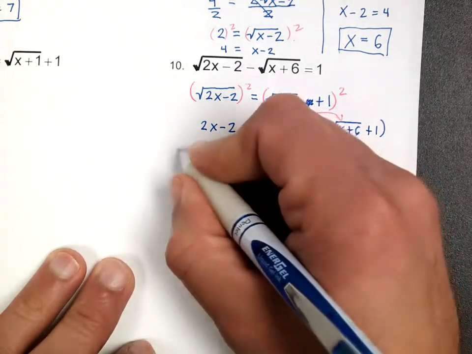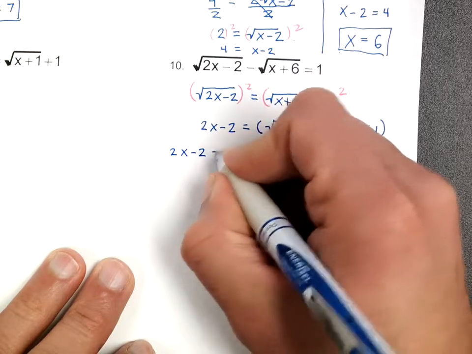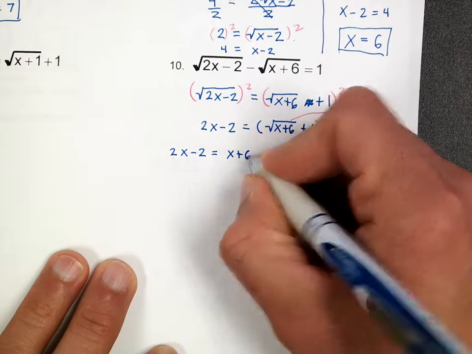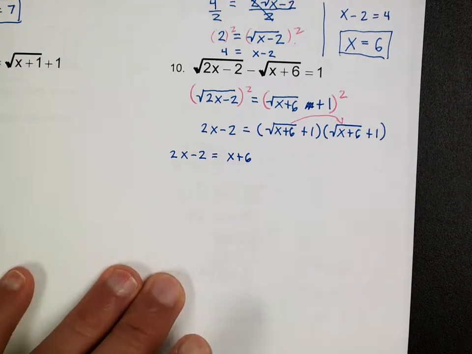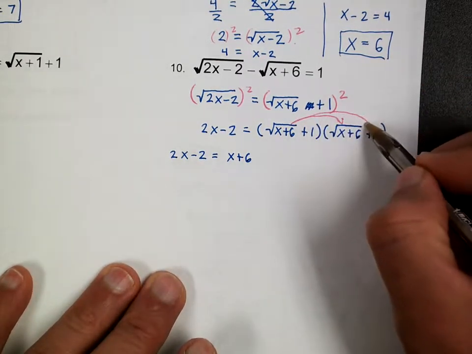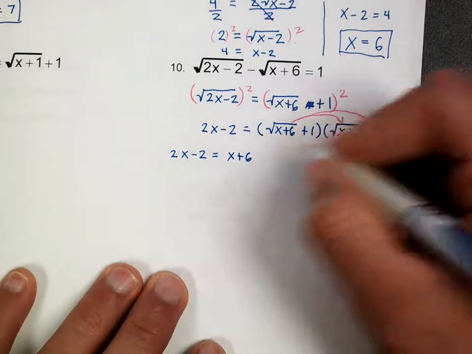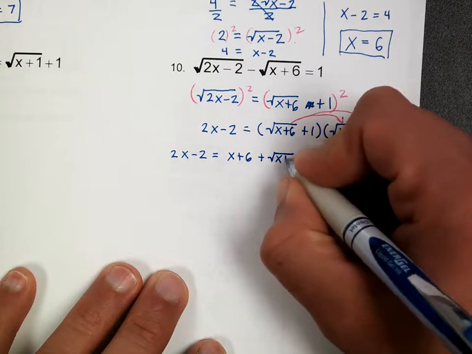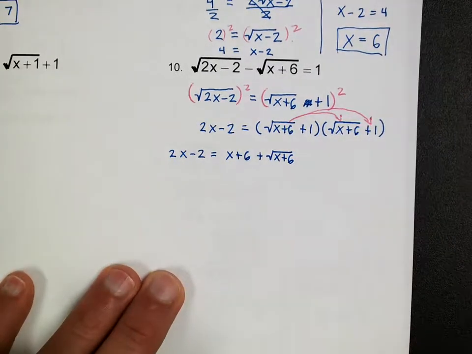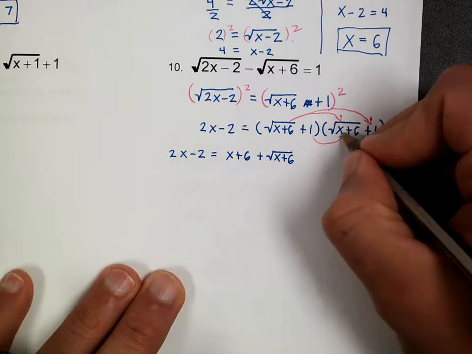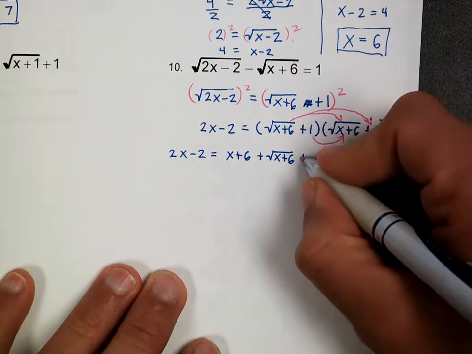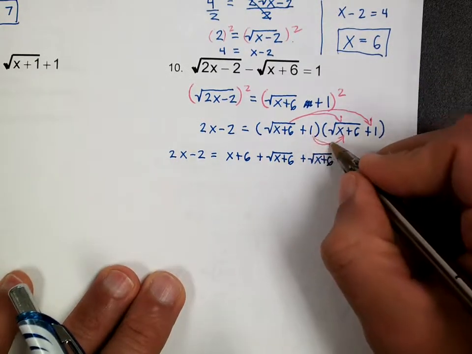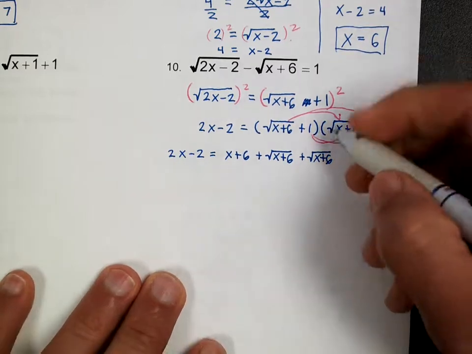Right? Which in this case would be that square root times that square root gives you just the inside of the square root. Okay? Now I'm going to have this times this. So I have plus 1x plus 6. Now I have this times this. Same thing. I get square root of x plus 6. And then finally get 1 times 1, which is just 1.